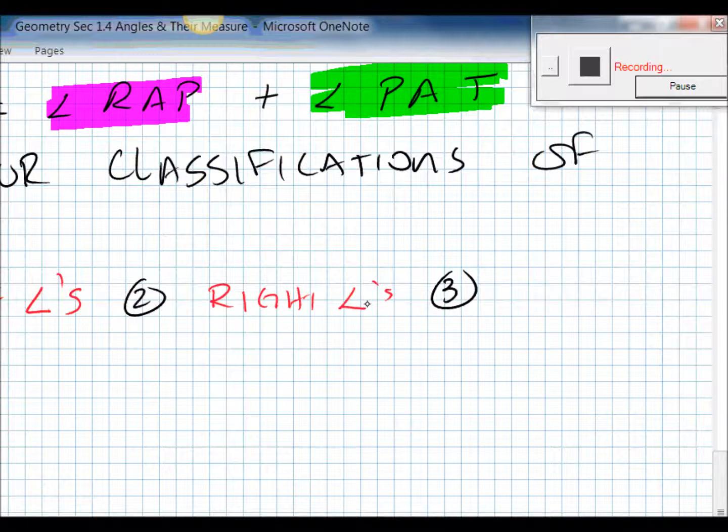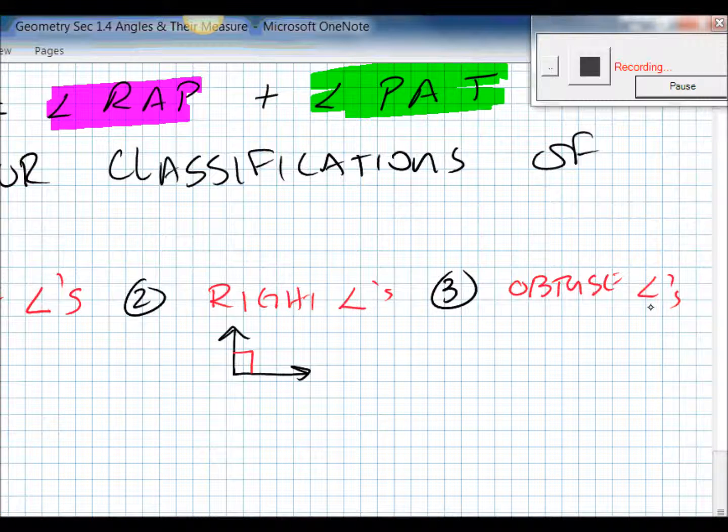So right angles. So what do you think right angles look like? Yes? Exactly 90 degrees, right? And the way we represent 90 degrees is with a little tiny box that says 90 degrees right there. Okay, so I have acute, I have right. What do you think the next one's going to be? Yes. Obtuse, very good.